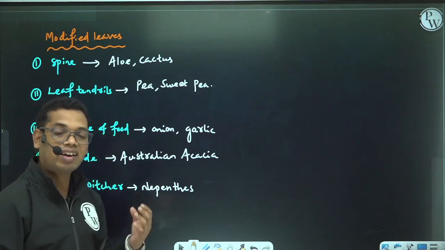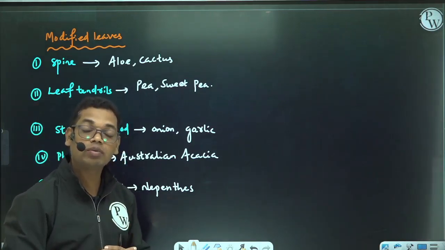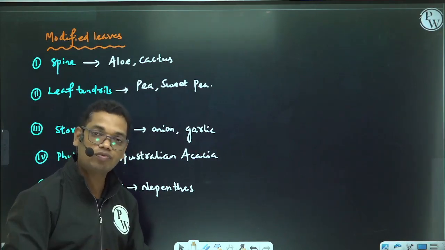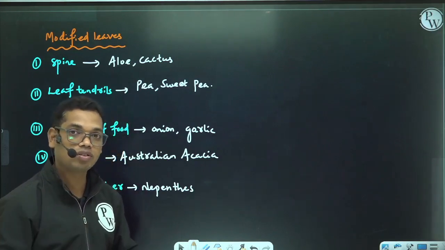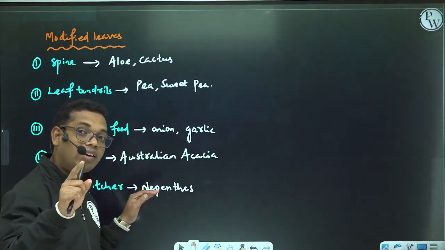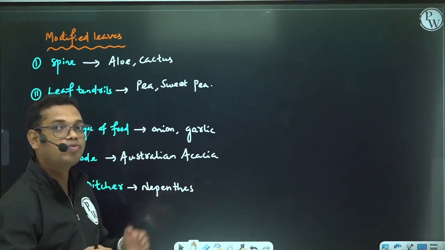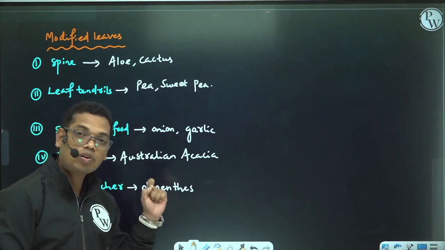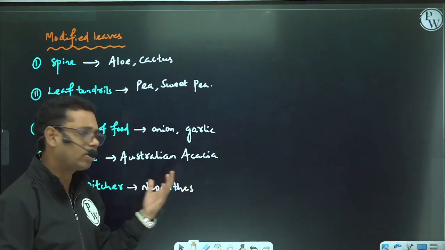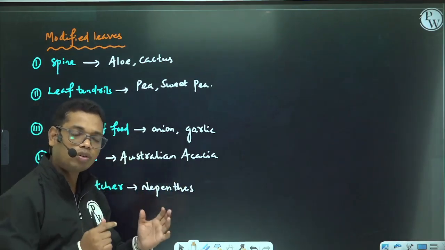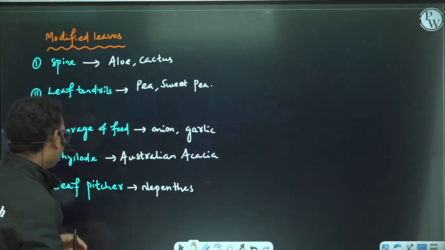In case of Australian acacia, the petiole becomes swollen and green, and it performs the function of photosynthesis. Such modified petiole which is meant for photosynthesis is called as phyllode. Phylloclade is modified stem to perform photosynthesis. This is modified petiole to perform photosynthesis. I repeat, phylloclade is modified stem, phyllode is modified petiole, and petiole is a part of leaf, so I can call this a modified leaf. Both are meant for performing the function of photosynthesis. Clear?